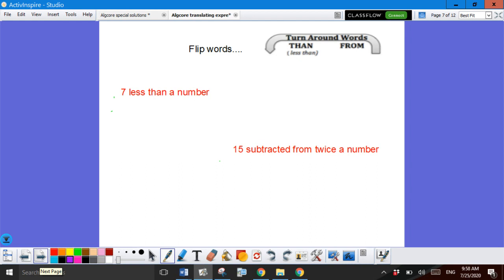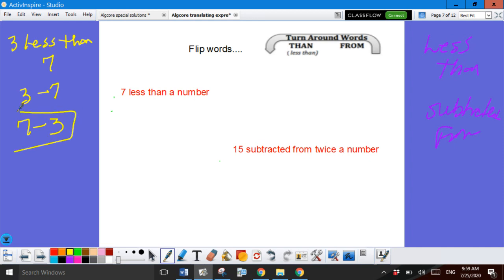So we said "less than" and "subtracted from." I want you to think about if I said 3 less than 7. Is that 3 minus 7, or is that 7 minus 3? 3 less than 7. Well, that's 7 minus 3. Notice how those flipped. Those flipped.